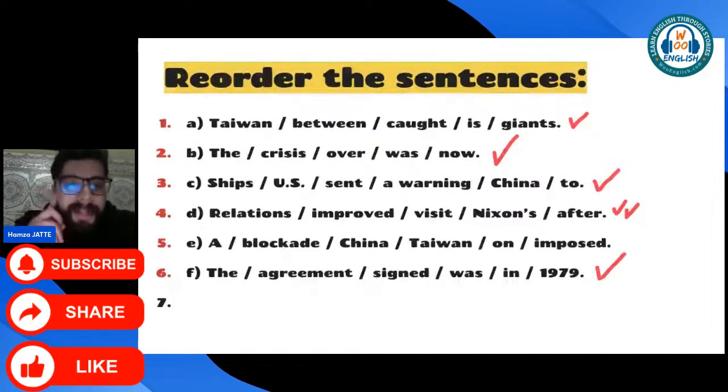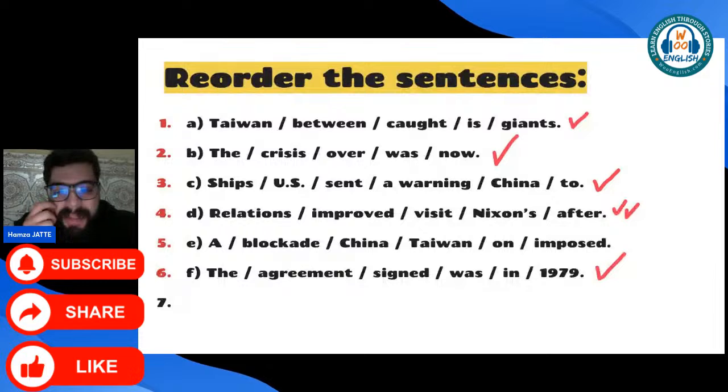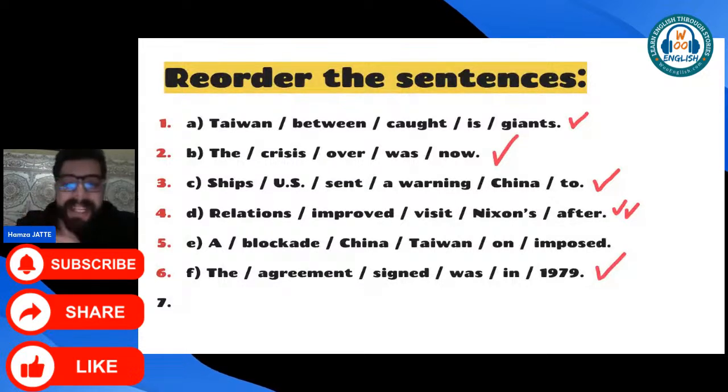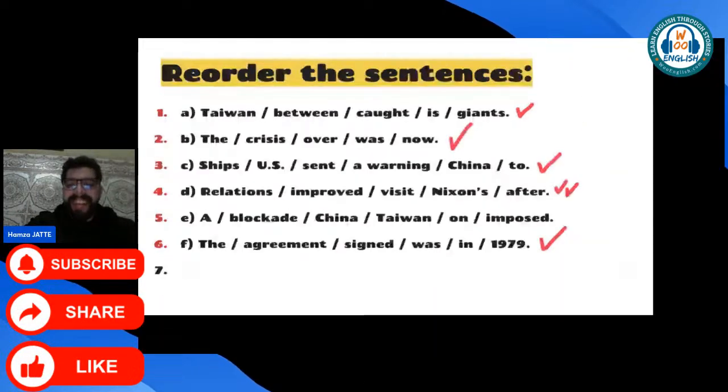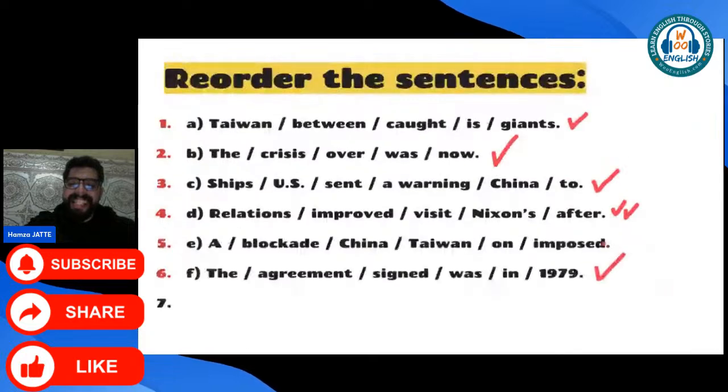So we still have one more. Let's see who will do it first. A blockade China Taiwan and imposed or on imposed. China imposed a blockade on Taiwan. Perfect. So we did number five as well. Perfect, guys. That's lovely.